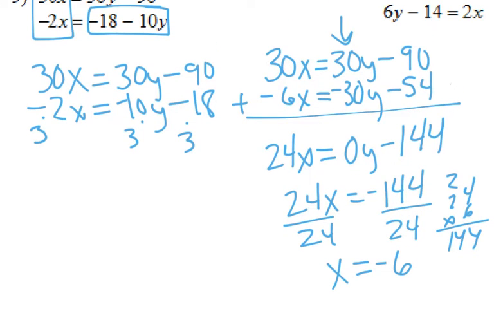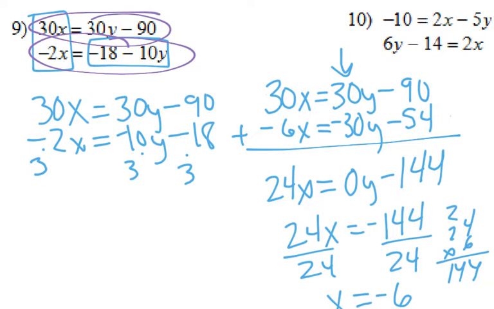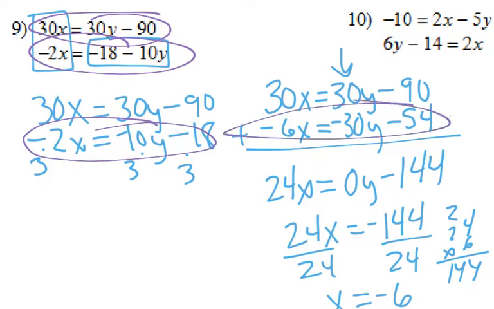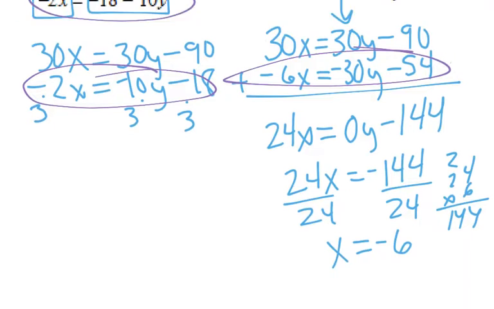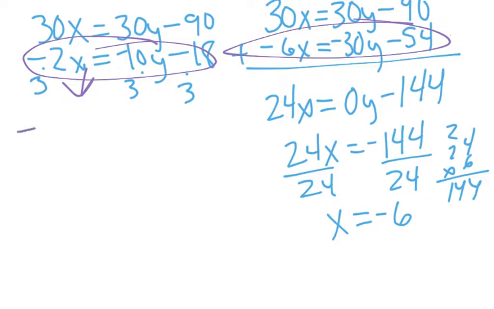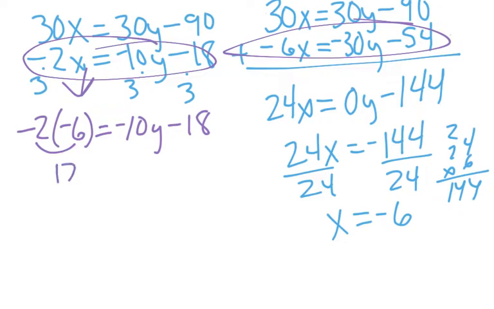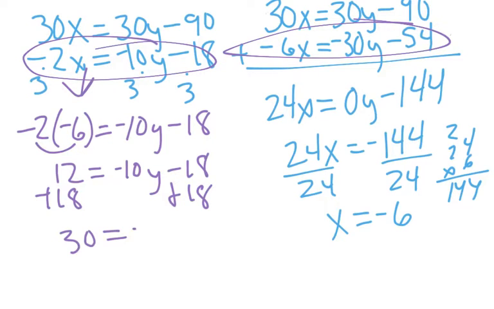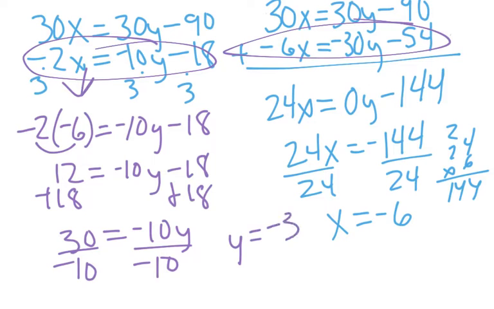Now, to plug in my -6 for x, I can use this equation, this one, or even this one. Any one of these versions I can use. It doesn't really matter which one. We'll use this one right here. So -2 times -6 equals -10y minus 18. So multiply those together, be positive 12. Add 18 to get the 10y by itself. So it would be 30 equals -10y, divided by -10. You get y equals -3. So my answer, -6, -3.